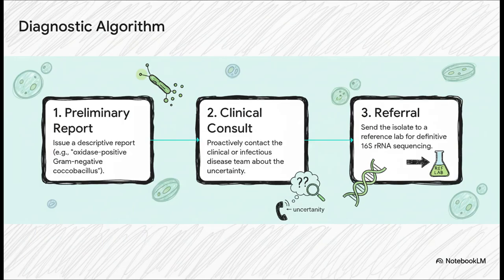Okay, so let's get practical. What do you actually do when you think you have one of these on your bench? This algorithm is basically your safety net. Step 1, put out a descriptive prelim, something like oxidase-positive gram-negative coccobacilli. Whatever you do, don't commit to a wrong ID.